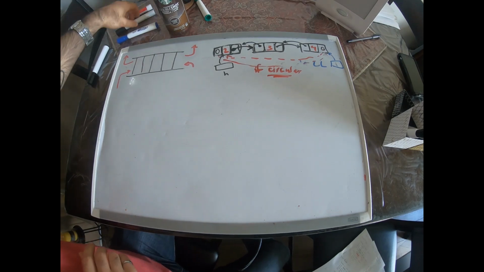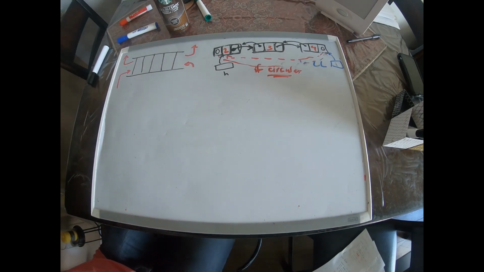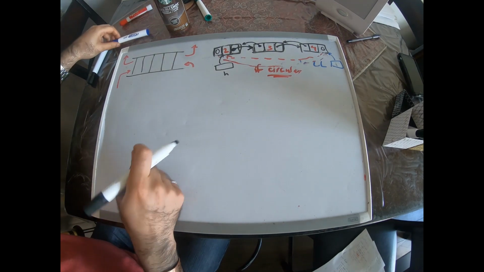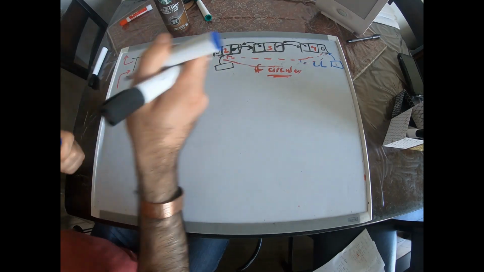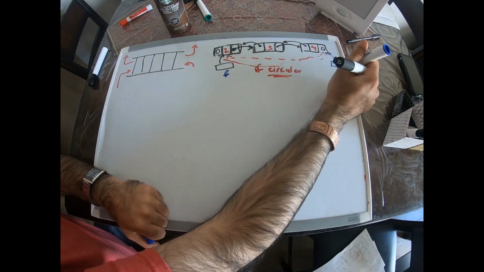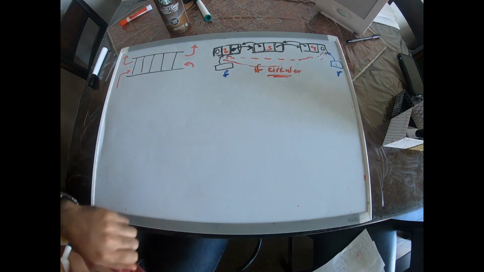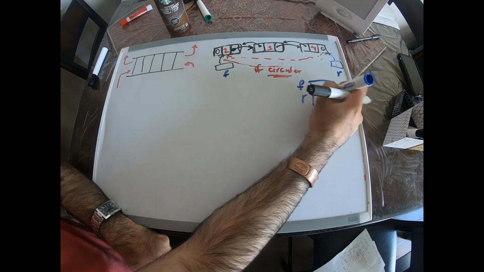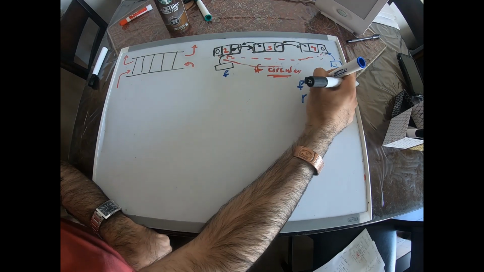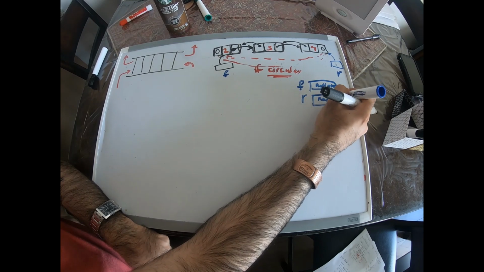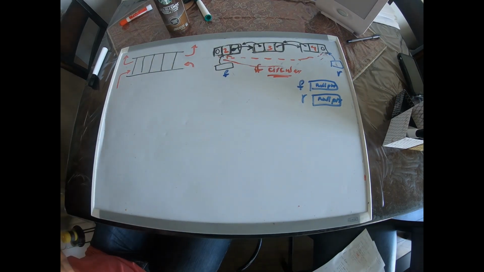So again, let's just start. We're going to have two pointers. Let's call this one front, this one rear. What do we initialize them with? When the deque is empty, null pointer.